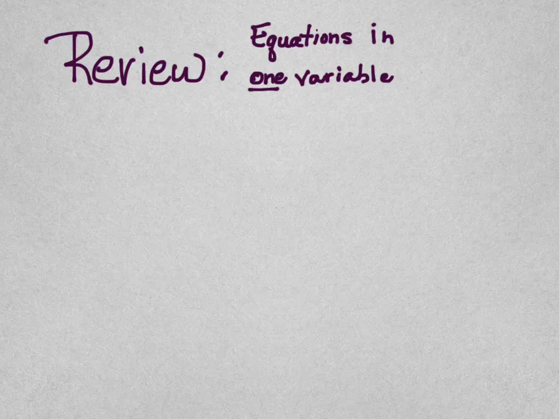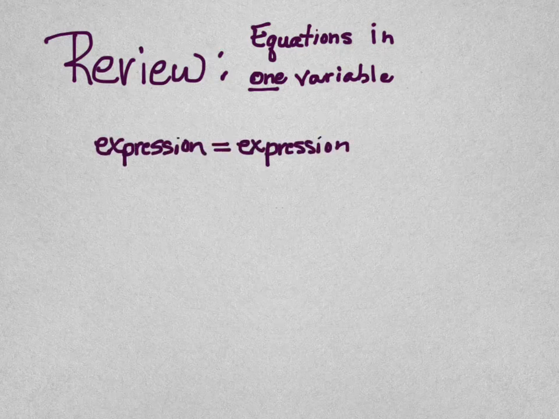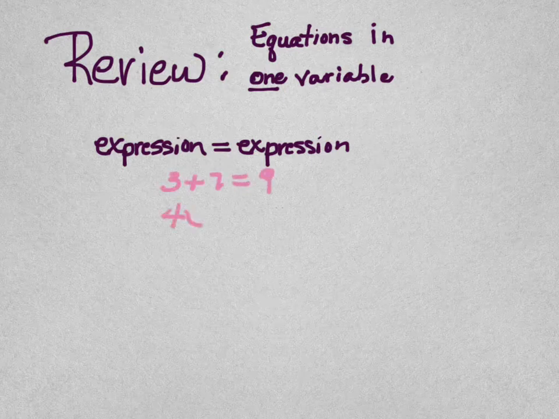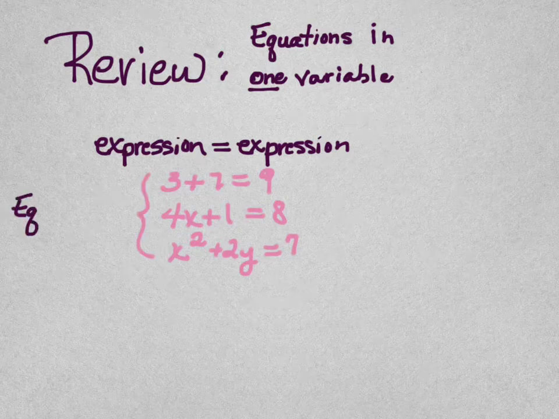And a variable is a letter: A, B, C, X, Y, Z. Anything can represent it. So let's talk first about expressions. An expression is 2x minus 6, or an expression is 4, or an expression is h minus y. When you put two expressions together with an equal sign in between them, then you have an equation. 3 plus 7 equals 9, 4x plus 1 equals 8, x squared plus 2y equals 7 are all examples of equations.